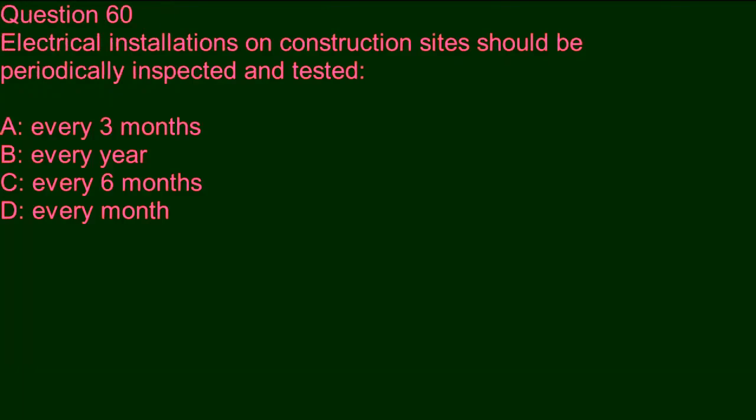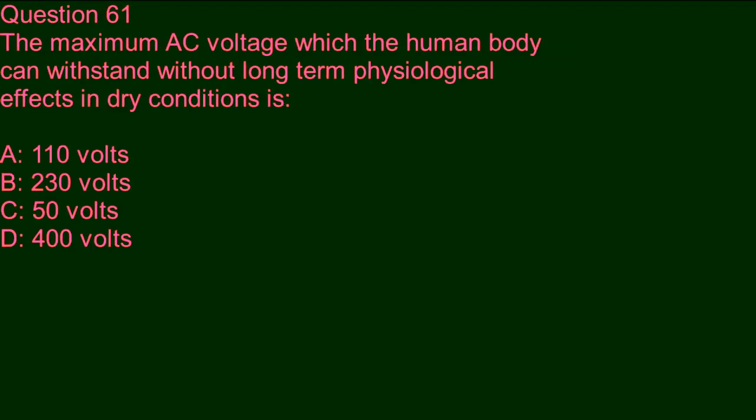Question 60. Electrical installations on construction sites should be periodically inspected and tested. A. Every 3 months. B. Every year. C. Every 6 months. D. Every month. Right answer, A. Every 3 months. Question 61. The maximum AC voltage which the human body can withstand without long-term physiological effects in dry conditions is A.